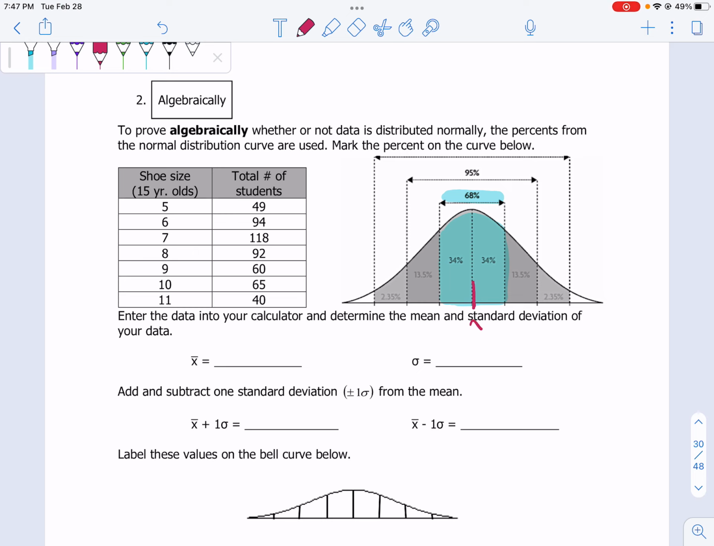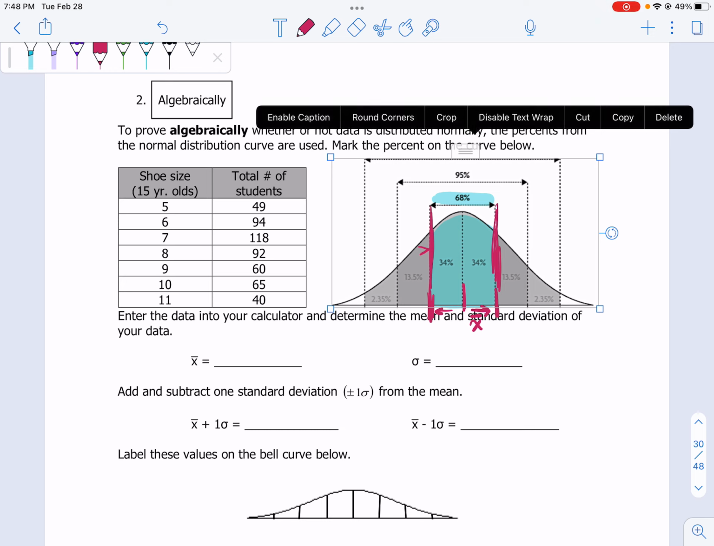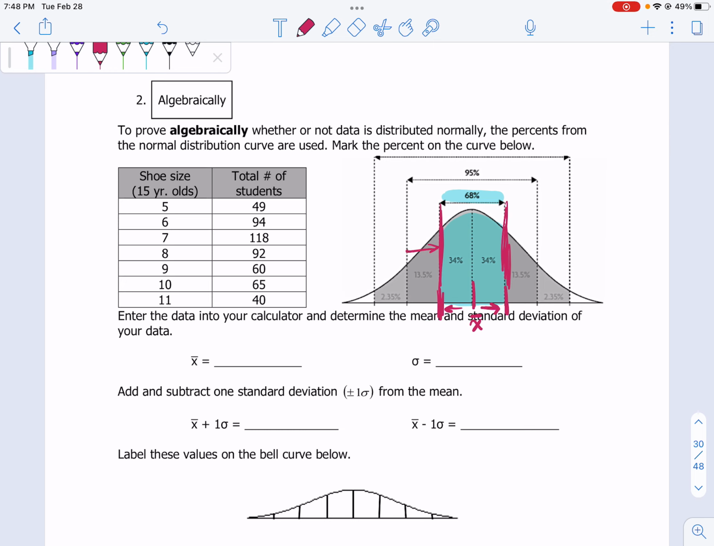Remember that our mean is going to be that smack dab in the center kind of point. And one standard deviation below is going to be here. And one standard deviation above the mean is going to be there. So we are going to find the mean. We are going to find the standard deviation. We are going to find these endpoints, one standard deviation below, which is this guy, and one standard deviation above.